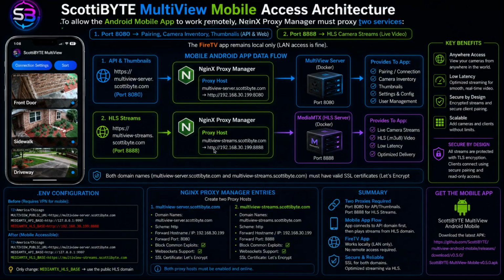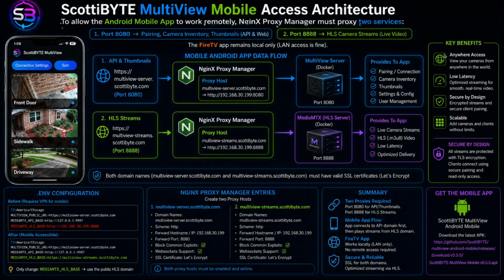So up here we have the server, down here we have multiview-streams.ScottiBYTE.com. And then that points through port 8088, and that is the Media MTX HLS stream converter engine. So that's the other Docker container in the MultiView server. And so what that does is that handles the live camera streams via those HLS streams, and it's extremely low latency, and it really optimizes for these mobile devices.